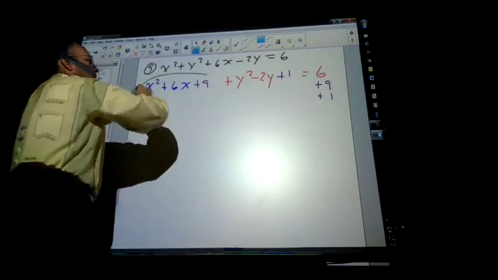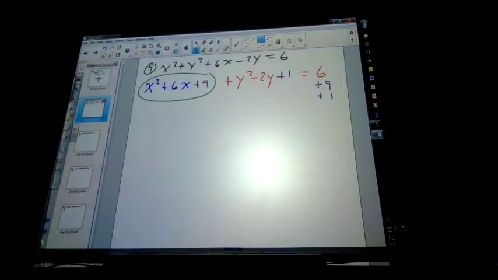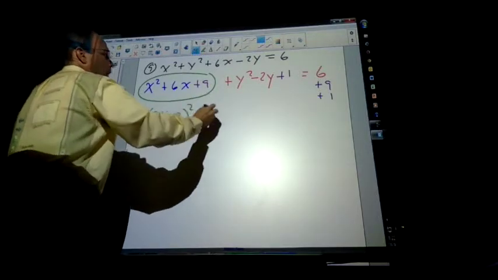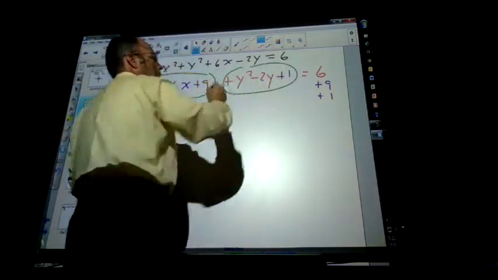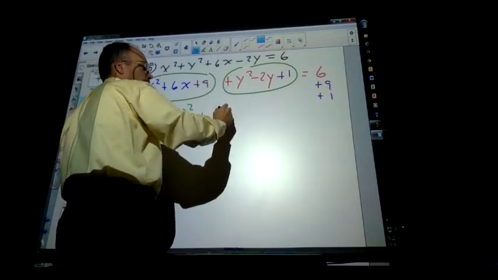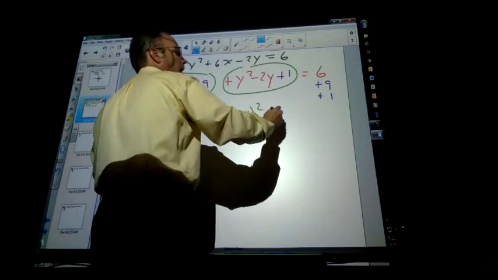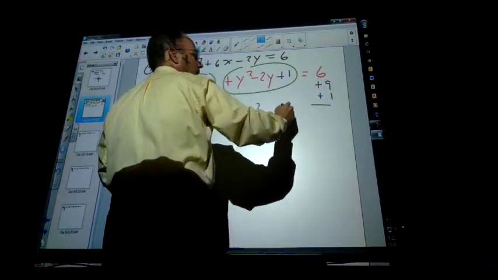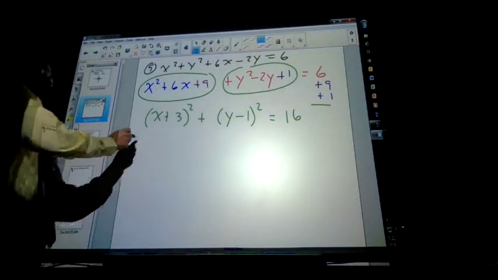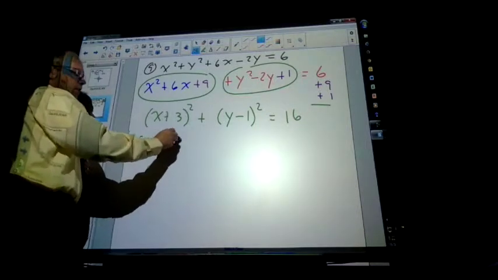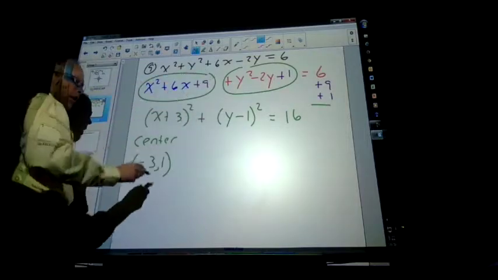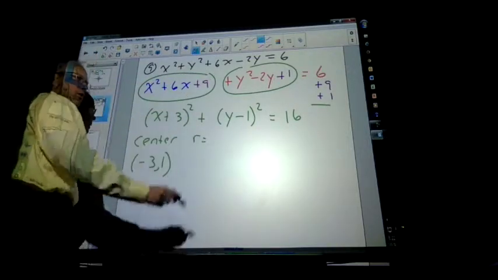So if I were to factor this, that's going to be the same thing as x plus 3 and x plus 3, or x plus 3 quantity squared. And this is my complete square over here. If I were to factor that, I would get y minus 1, y minus 1, or y minus 1 quantity squared. And then I can add all these up. So that looks like it's going to come out to 16. So my center to my circle is always going to be the opposite value. So I'm going to get negative 3, positive 1. My radius is always the square root of over there. So what's my radius? 4.